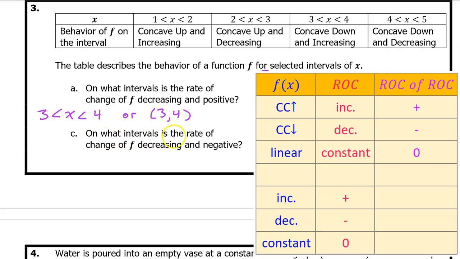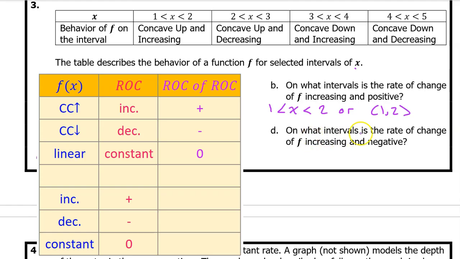Part C, on what intervals is the rate of change of f decreasing and negative? So if the rate of change is decreasing, that means f must be concave down. So we are looking for where f is concave down. And if the rate of change of f is negative, that means f itself must be decreasing. So on what interval is f concave down and decreasing? That's the interval from 4 to 5. Kabam!